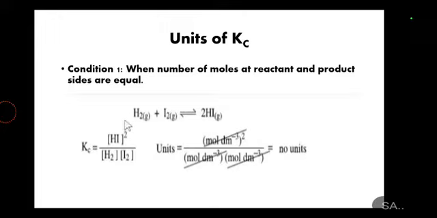As you can see here, 1 mole of hydrogen is reacting with 1 mole of iodine gas, and they are giving you 2 moles of hydrogen iodide gas.